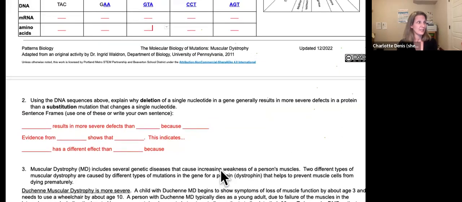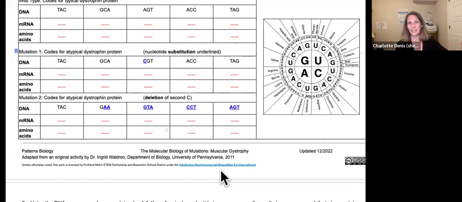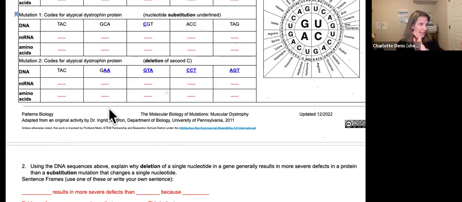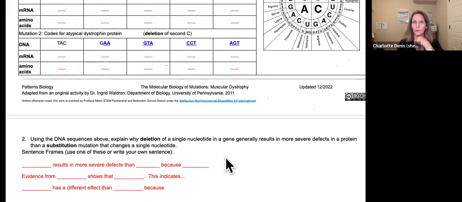And by the way, these are actual changes that happen in the dystrophin gene. So depending on what kind of mutation a person has, they might have a different version of muscular dystrophy. There are actually lots of different kinds of muscular dystrophy, and we're just looking at two of them here. Now, by the way, this came from an original activity that was written at the University of Pennsylvania. The original activity is not new, but we've made some modifications and adaptations to it over the years.